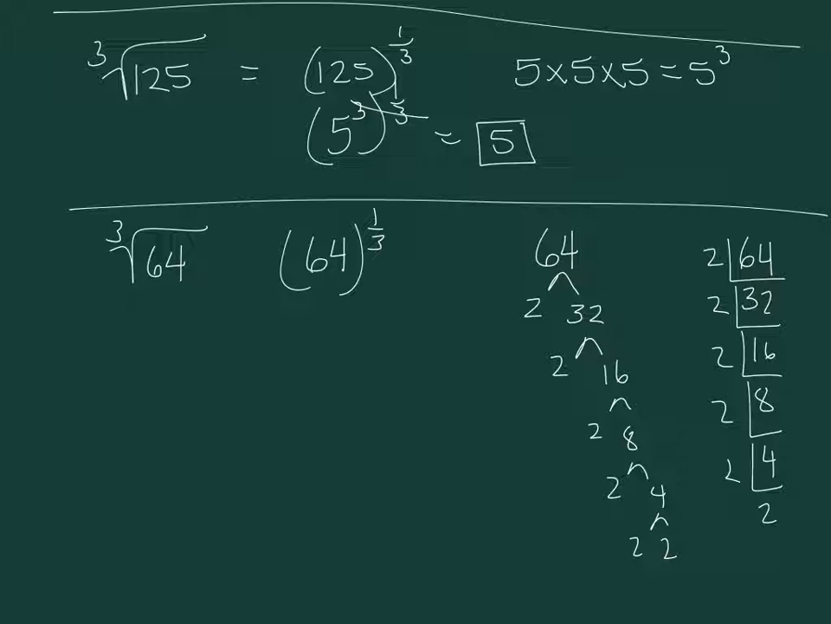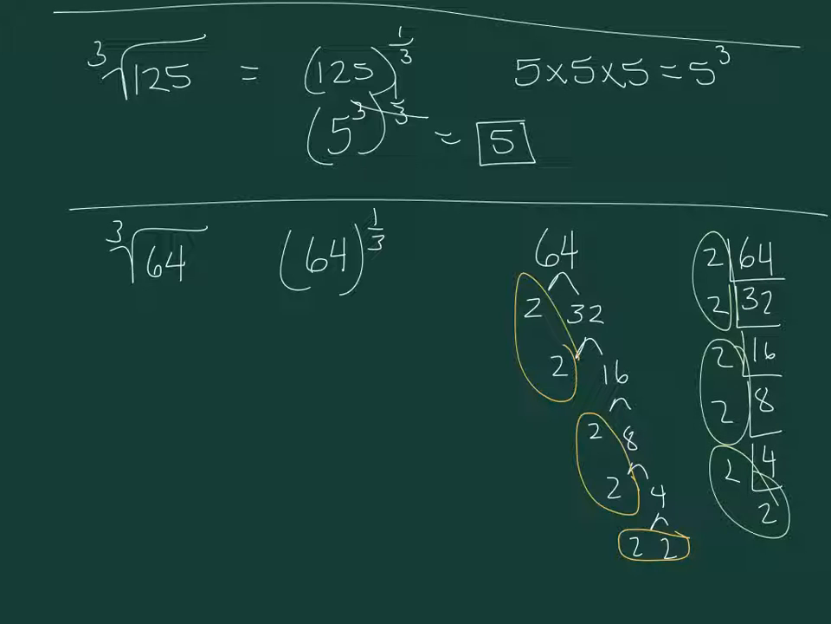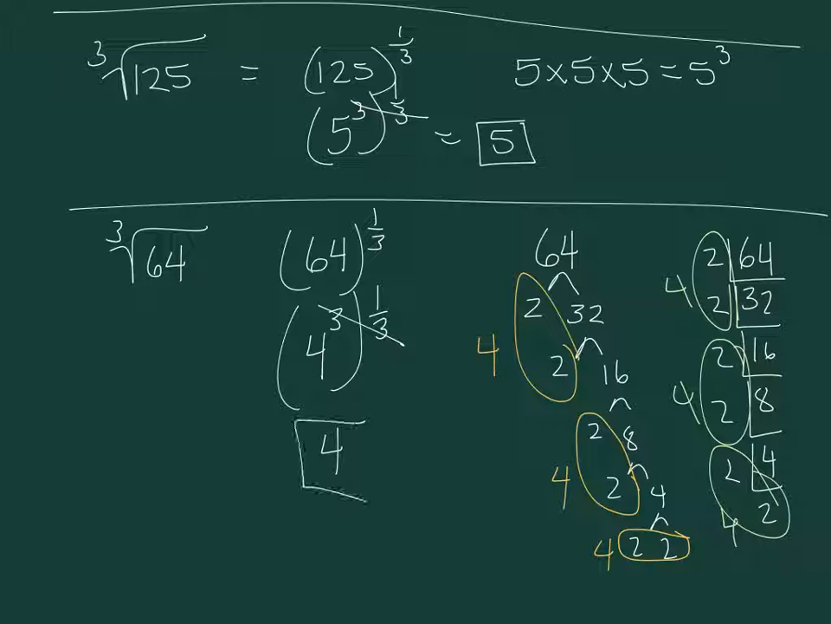And what I'm noticing here is I've got 2 groups of 2, 2 groups of 2, 2 groups of 2. Well, 2 times 2 is 4, 2 times 2 is 4, and 2 times 2 is 4. Aha! So there's the 4, the one number multiplied by itself 3 times that gives you 64 is, as a matter of fact, 4 cubed to the 1/3. So therefore these cancel, and my answer is 4.